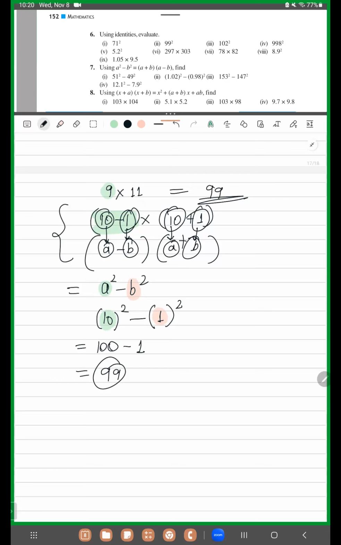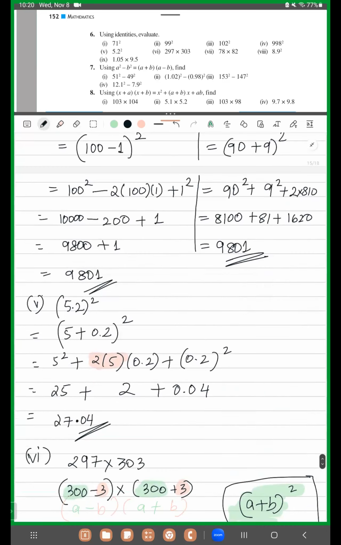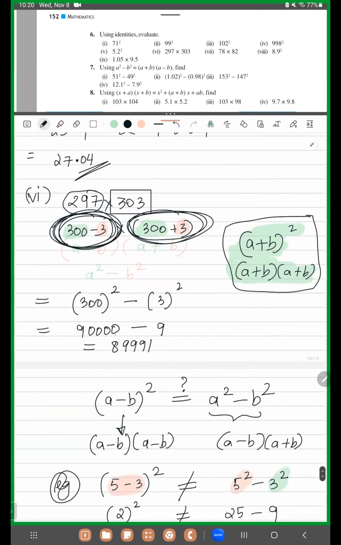So similarly, we did this one, 297 into 303. 297, the first number, is written by this bracket, 300 minus 3. Then 300 plus 3, that is your second number. You wrote 300 as A and 3 as B, and then you applied that formula. And then you got A square minus B square. Then you solved it and found the final answer. Understood this, Hiba?